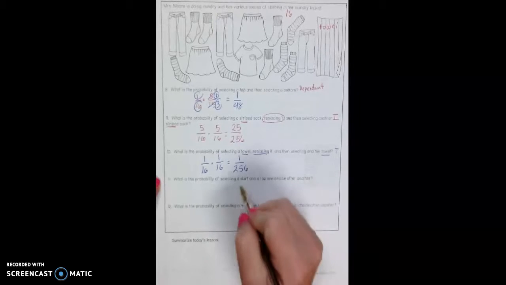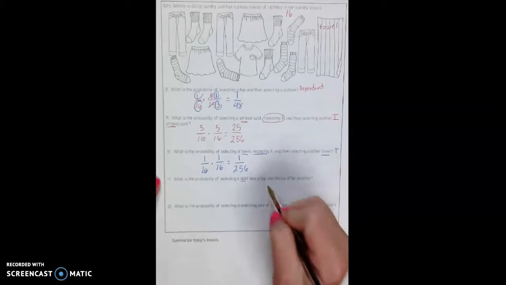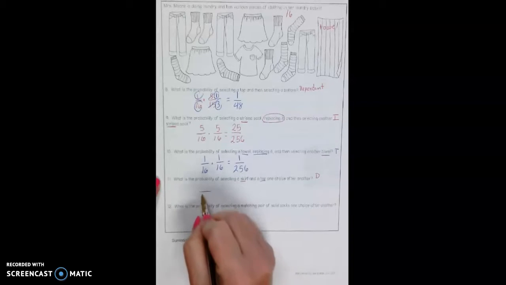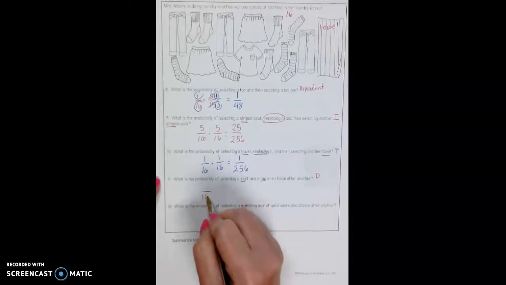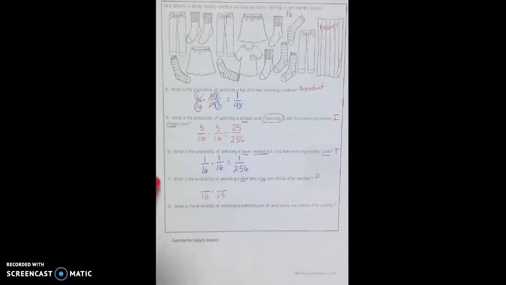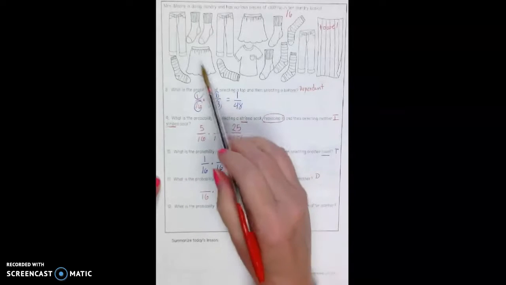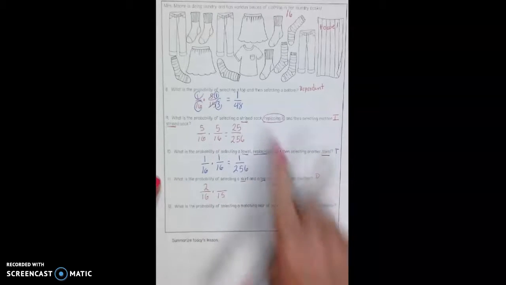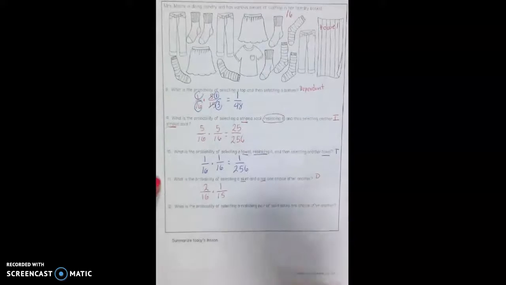What is the probability of selecting a skirt and a top, one choice after another? So we're talking a dependent event. So that means my denominator started 16, and once I've removed 1, I now only have 15 things. Well, how many skirts do we have? 2. How many tops do we have? 1.